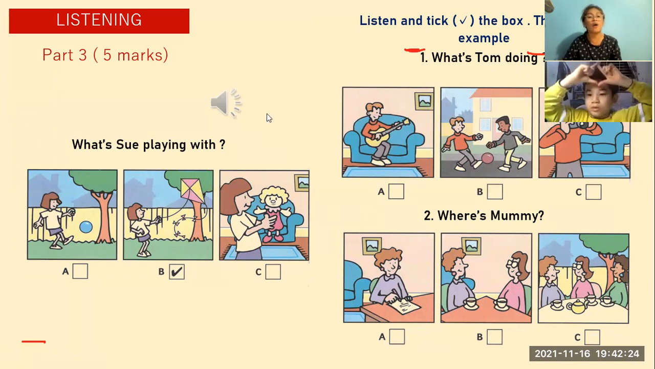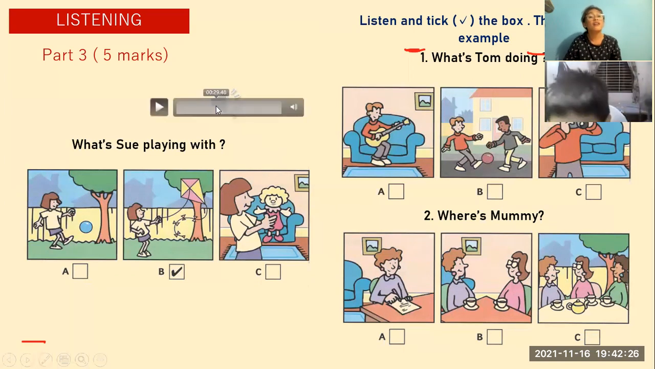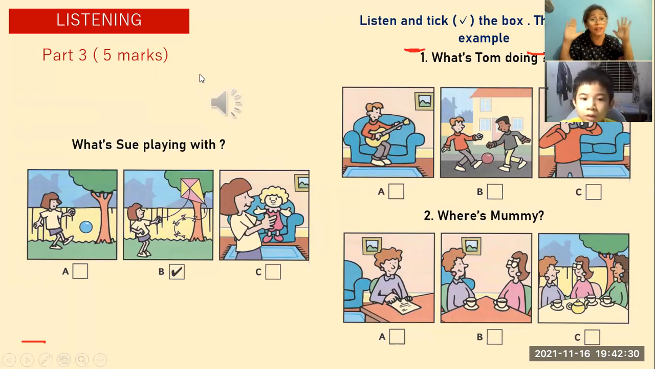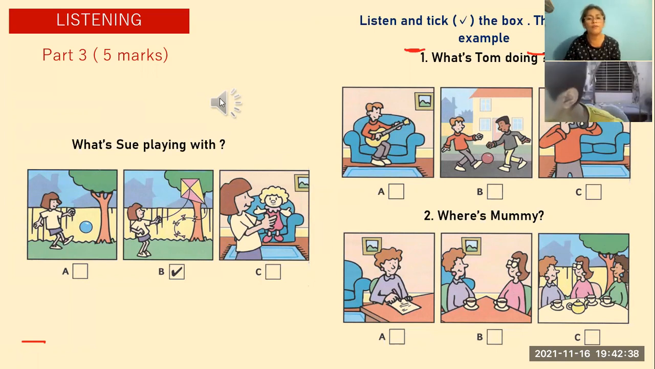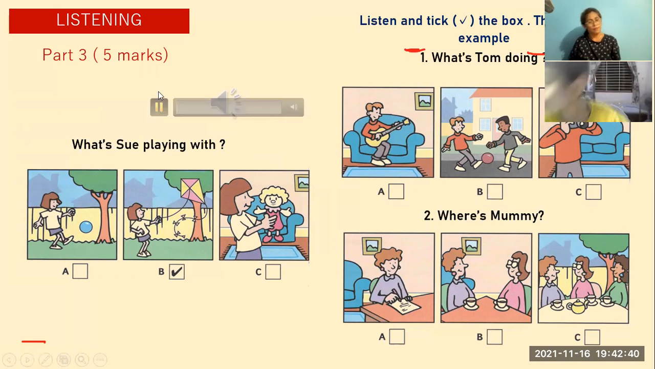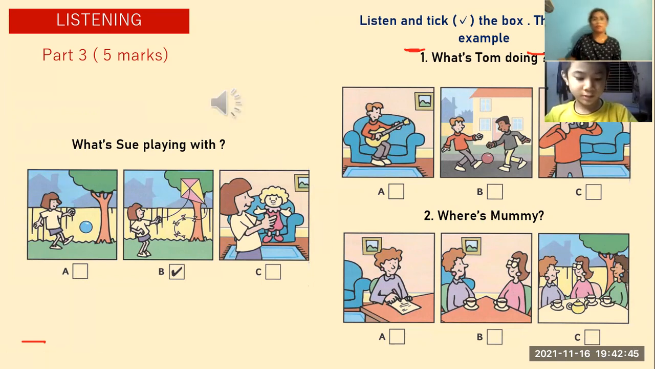Okay, your lesson now. Tom, are you ready? Ready, Tommy? Yeah. Okay, very good, my love. Okay. Part three. Listen. Look at the pictures. Listen and look.